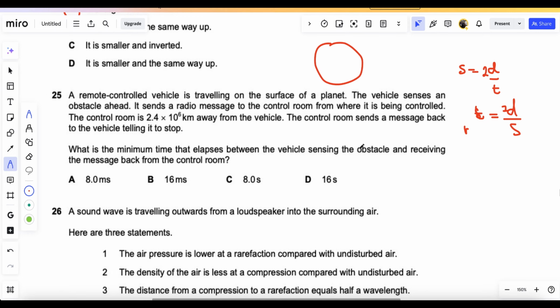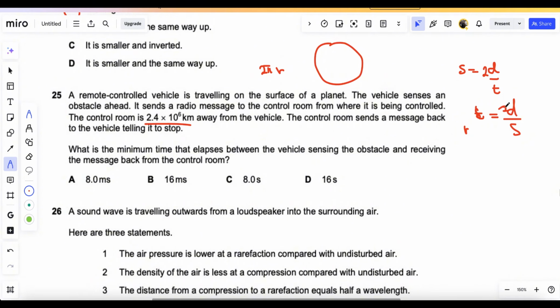Okay. What about the speed? Any information on the speed? We have the distance given to us. And this distance, if it's circular, you can say 2 pi r, radius. But I think no need for this. And then the speed information was not given to us. What's the minimum time that elapsed between the vehicle sensing the obstacle and receiving the message back from the controller?